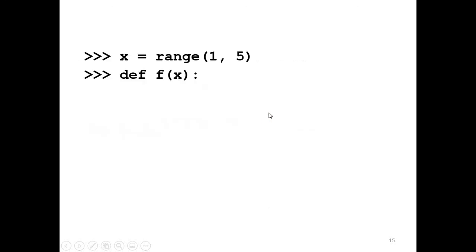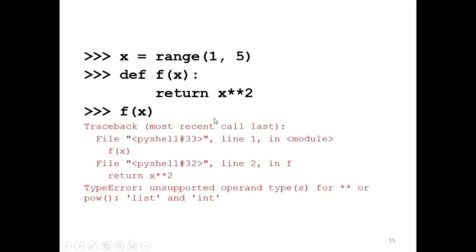But suppose you write x equal to range 1 to 5. This is a range or list you created, and you define this function saying def f(x): return x squared. That means f(x) is actually x squared. Now if you write this, of course it will give you an error message, because the function is not vectorized like the sine function in NumPy.